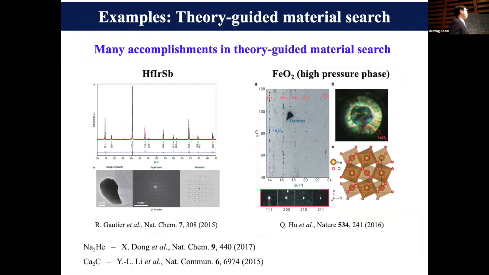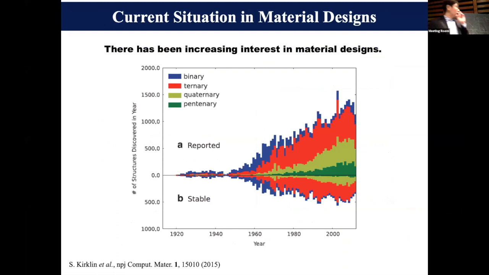So there are many accomplishments in theory-guided material design. For example, hafnium antimonide, which is not reported in the ICSD database, and also FeO2 at high pressure. All of these materials were proposed theoretically at first, and then experiment confirmed this theory. This figure shows how many crystal structures were discovered by year. As you can see, the number is increasing rapidly from 1960. So this figure shows the increasing interest in material design.